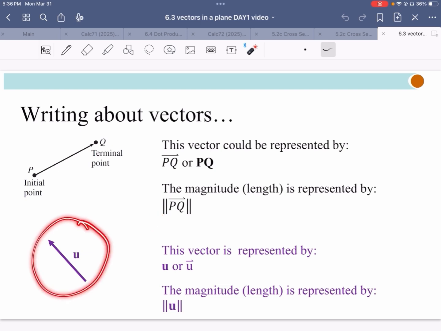Now, this vector here is labeled with a U, and that U is bold. So this vector could be called vector U, with the bold font, or you could write it as U with a little line over it. Notice that this is a lowercase letter. We tend to use lowercase letters if we are naming a vector with just one letter. The magnitude, the length of that vector, would then be the double bars around the name of vector U.